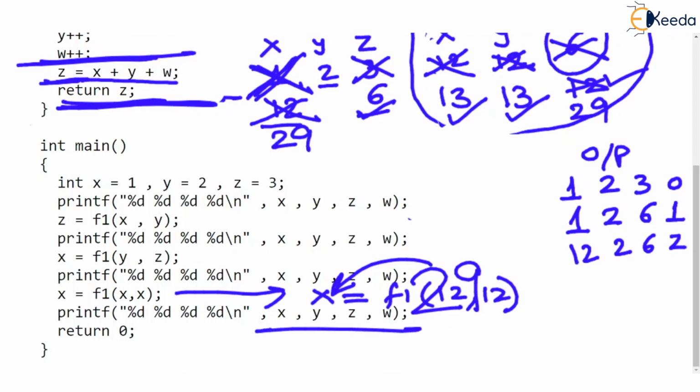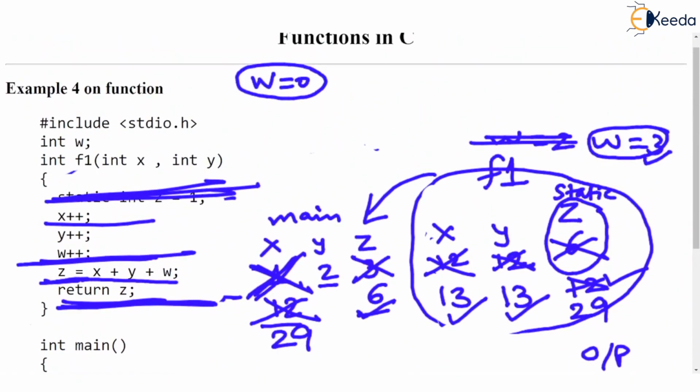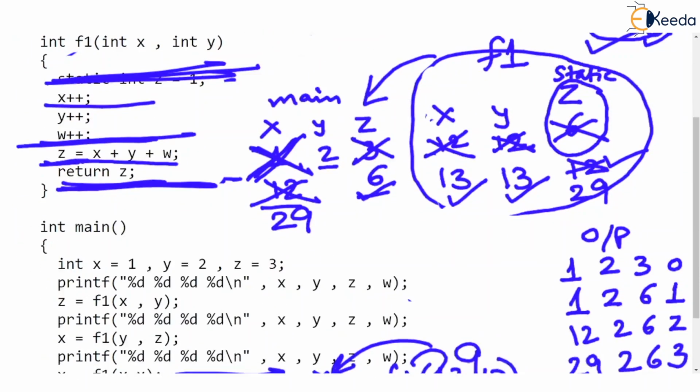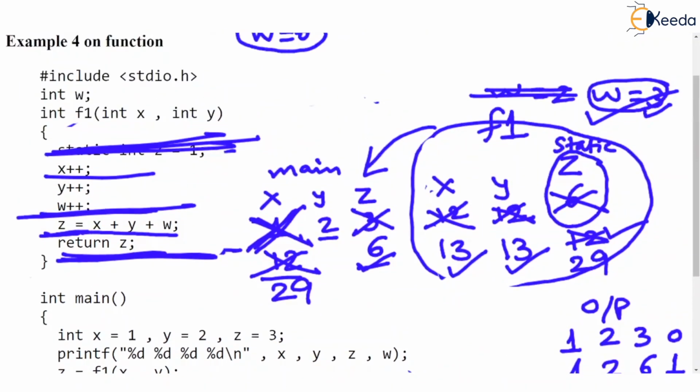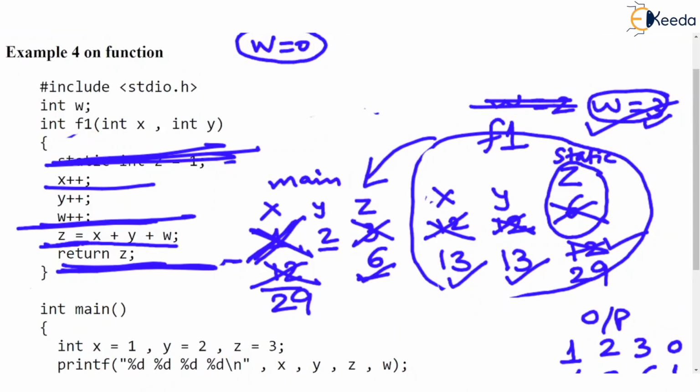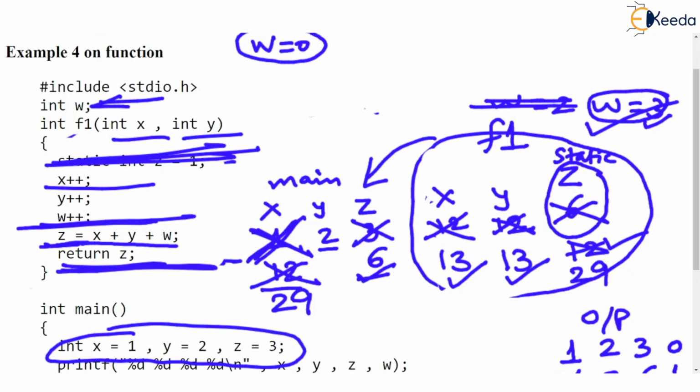And the last line is printing X, Y, Z, W. X is 29, Y is 2, Z is 6, but remember W, global W had become 3. So this is the entire output. After that, obviously the program ends. So this example taught us again how to deal with static variables. And of course, there was a mixture of static variables, then global variables, local parameters, and local variables all in one. Okay, I hope you are becoming used to tracing such codes.